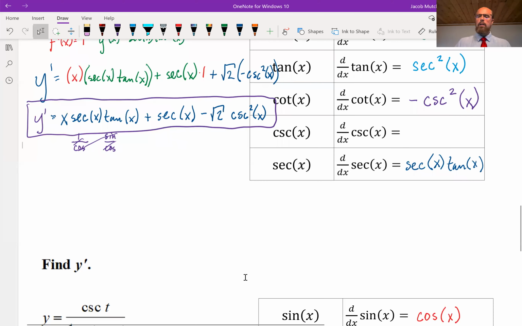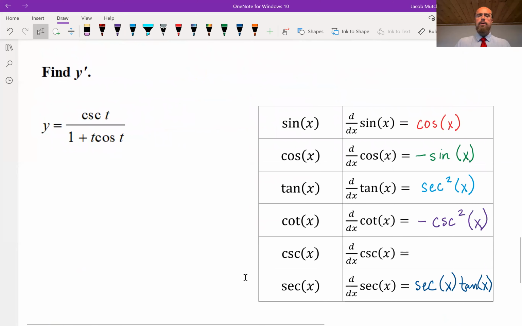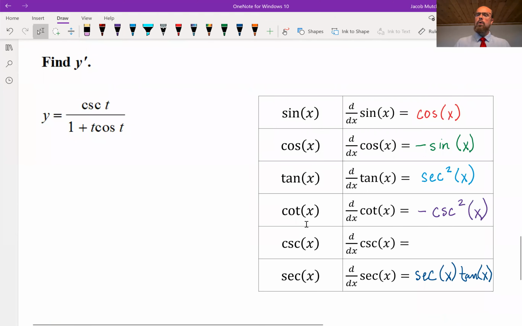Let's take a look at one last example. So here we've got a quotient set up. So our function y is equal to cosecant of t over 1 plus t cosine of t. So I do see that I've got a quotient set up.